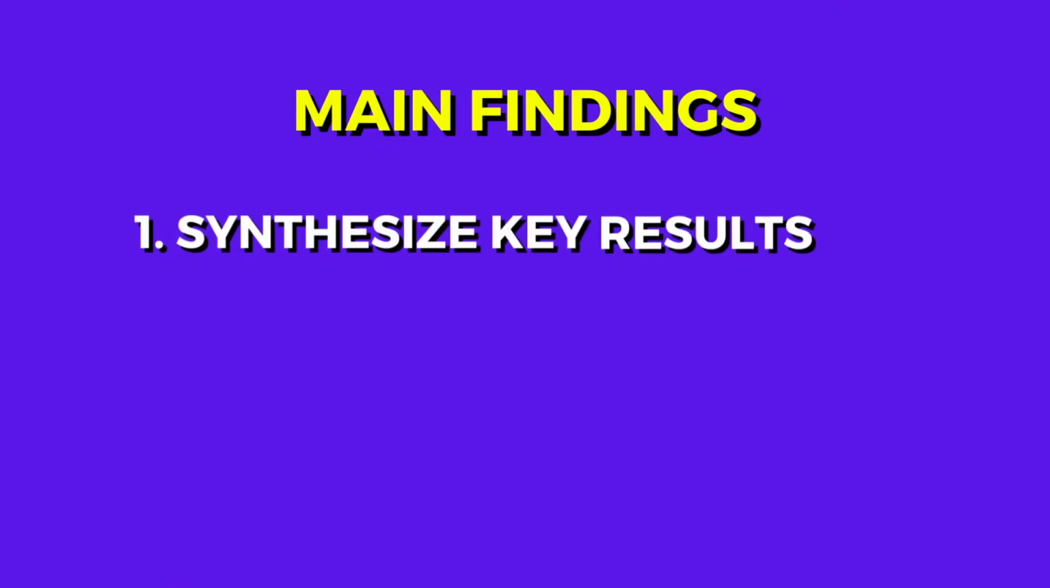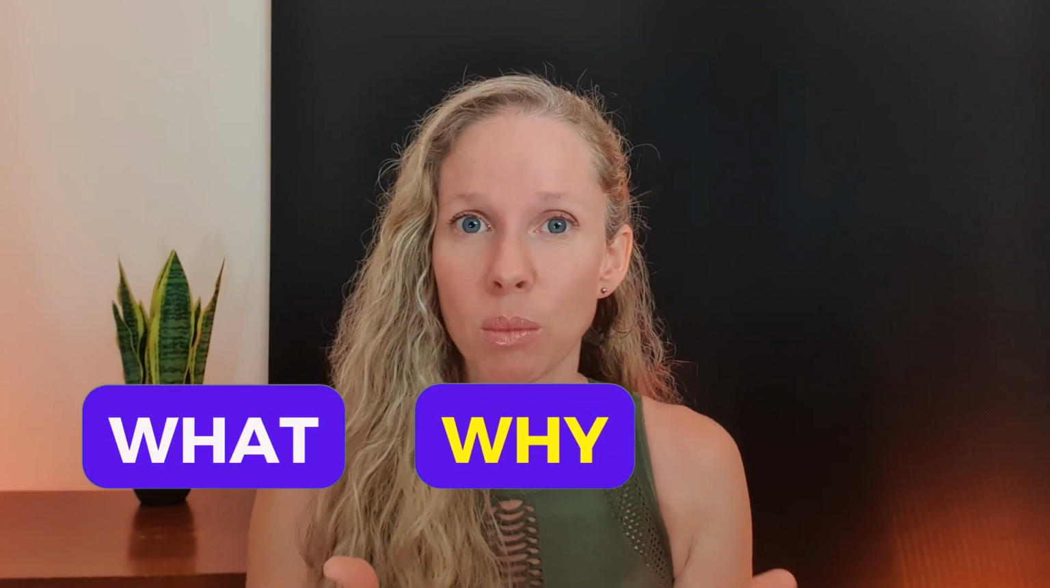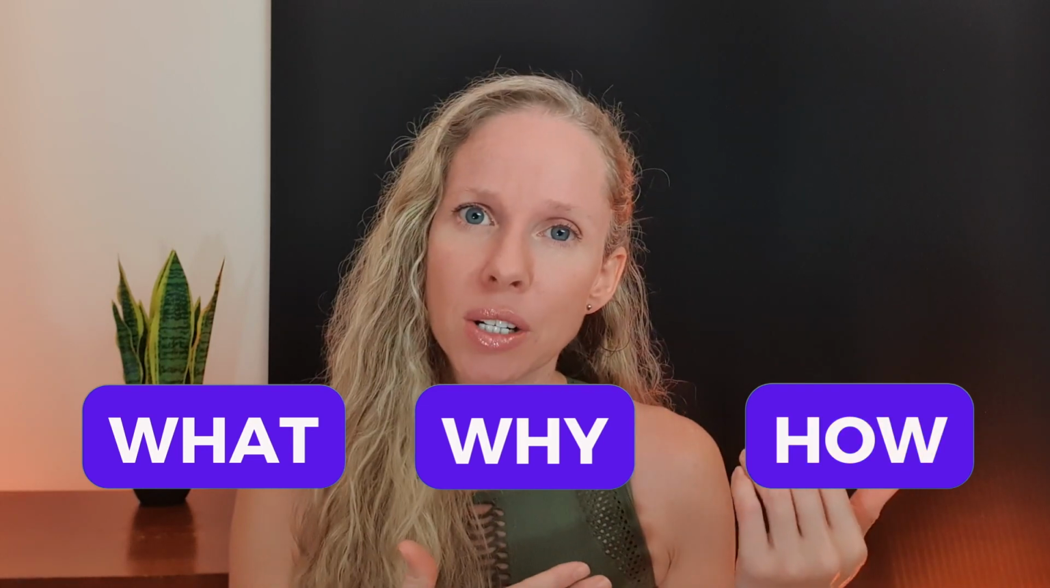When we write about our main findings, we're trying to synthesize our key results. We're not trying to simply summarize or list them. We want to take the key findings, the really big results of your study, and then relate them back to your aims and research questions. So we're talking about not just what we found, but why it's valuable and how it can be applied if we're in a practical science discipline.